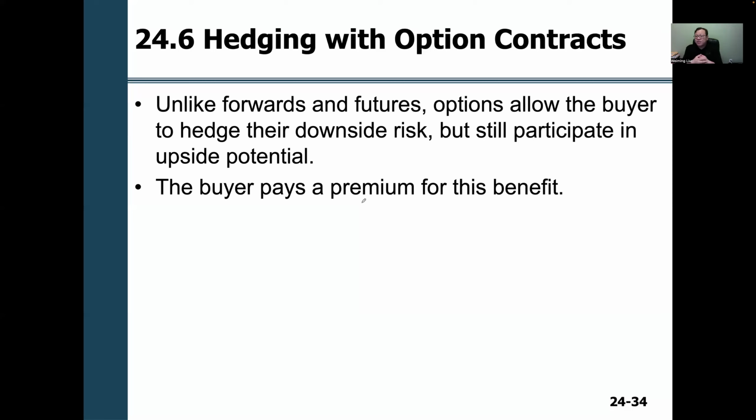So if you reduce the chances of bad things happening to you, you also reduce the chances of good things happening to you. So that's how forwards and futures work. But options allow the buyer to address their downside risk. When things are not going the way you want, you don't have to exercise the option. You leave it alone, just treat it as if nothing happened. But if things happen better for you, then that's the time you exercise the option. Once everything's good, leave it alone.